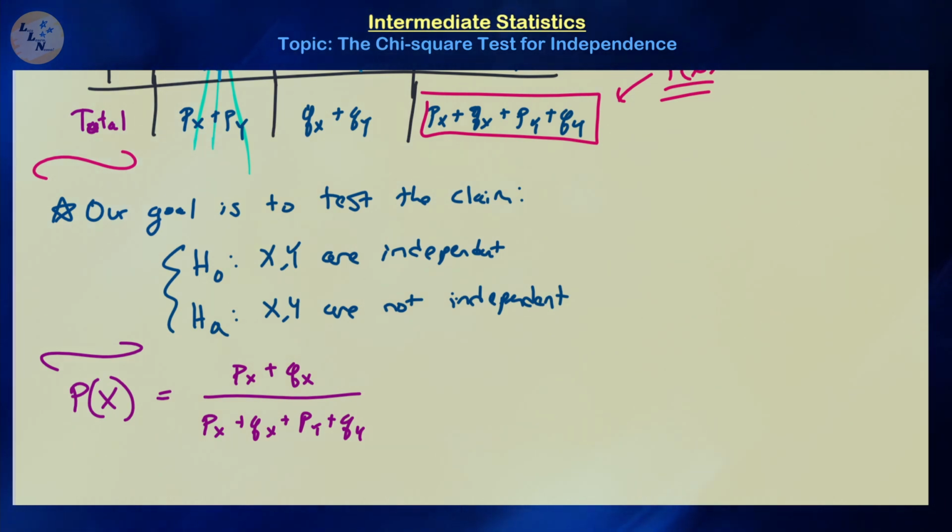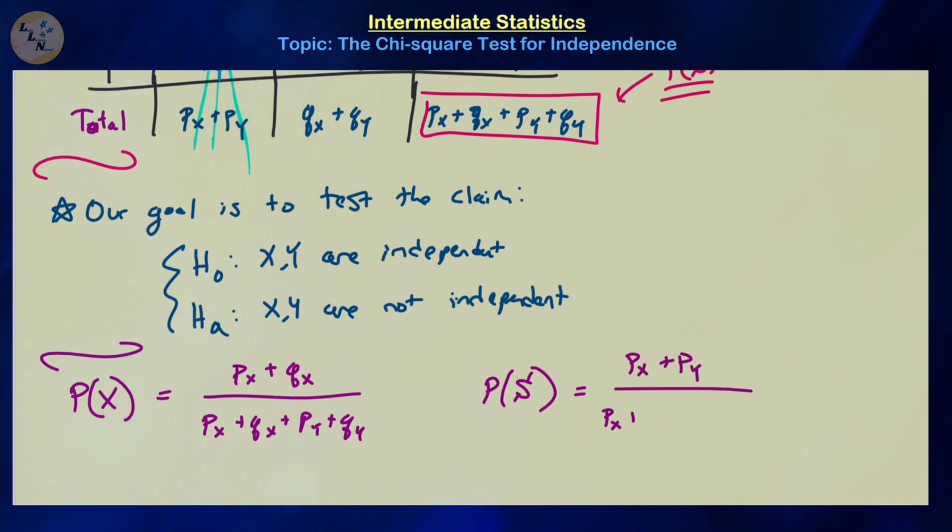And similarly, what is the probability of success? So that's going to be the sum of column 1. Because that success could either occur in x or y, that's going to be px plus py all over the same exact total. So px plus qx plus py plus qy.